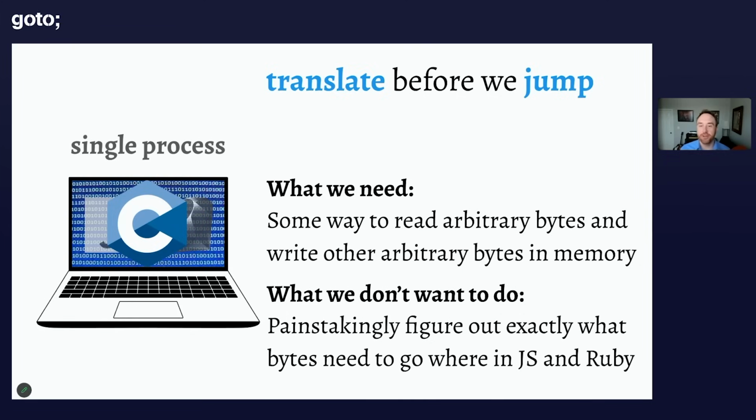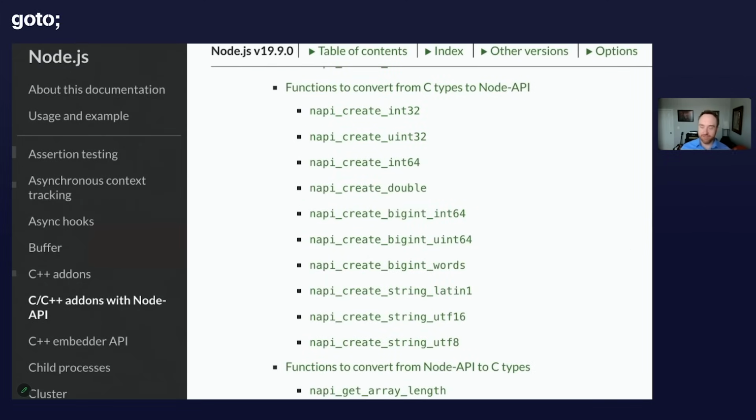But fortunately, we don't have to, because other people on the internet have made functions that will convert, not directly between JavaScript and Ruby, but in this case, this is the Node.js Node API, which provides things to convert from C types to Node types, and also functions to go the other way around from Node types to C types. So now we can go to and from JavaScript and C via Node.js.